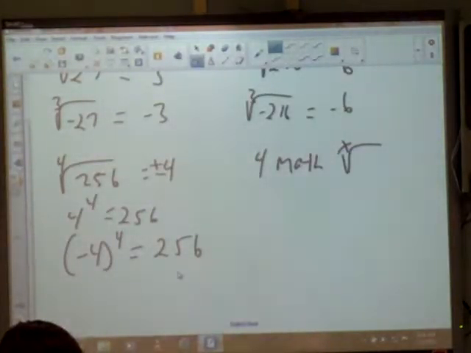Are we about to get into imaginary numbers? Not today, but we're getting there.